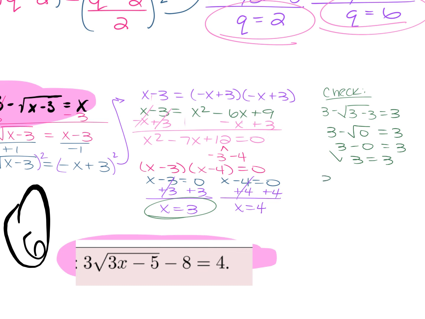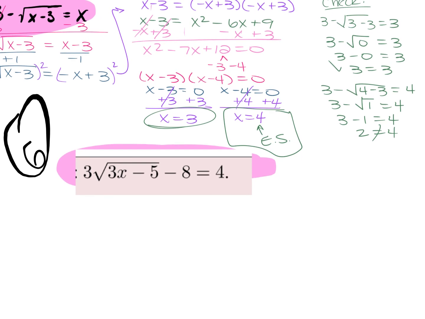Also check the 4. For the 4, you have 3 minus the square root of 4 minus 3 is equal to 4. So that's 3 minus the square root of 1 is equal to 4. That's 3 minus 1 is equal to 4. That's 2 is equal to 4. 2 is not equal to 4, so that one is an extraneous solution.